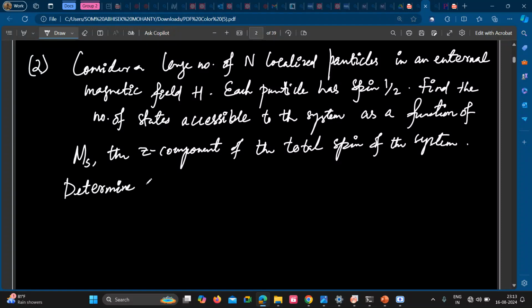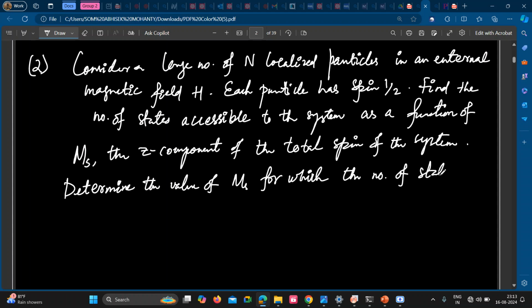Determine the value of Ms for which the number of states is maximum. This question looks big, but it's a very easy question, and it usually comes in exams. Please try this question. You first try this question because we have done it so many times.